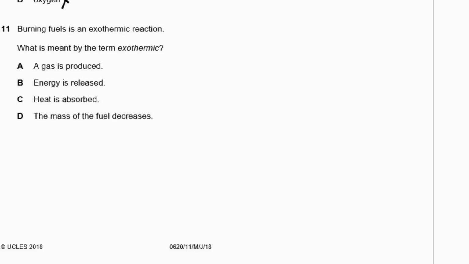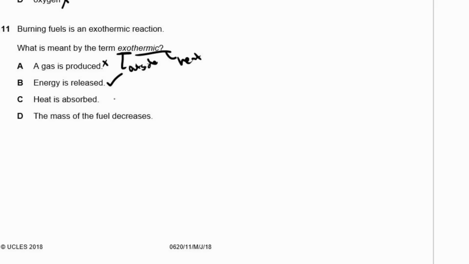Question 11. Burning fuels is an exothermic reaction. What is meant by the term exothermic? Exo meaning outside, thermic meaning heat. So you feel the heat outside. A gas is produced. That has nothing to do with outside heat. Energy is released. Yes, that makes sense, because when energy is increased, that increases the temperature of something. So if it's released, it will increase the temperature of the surroundings.